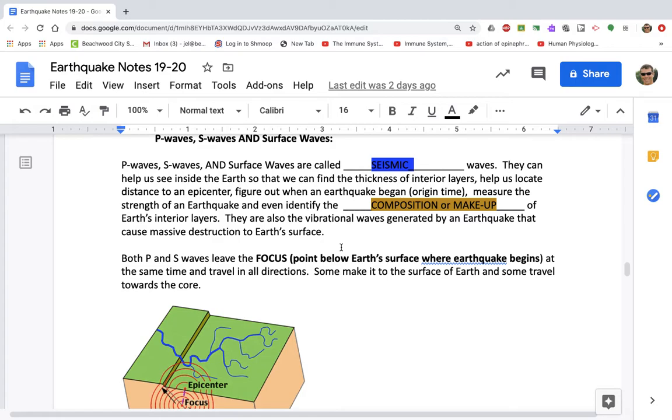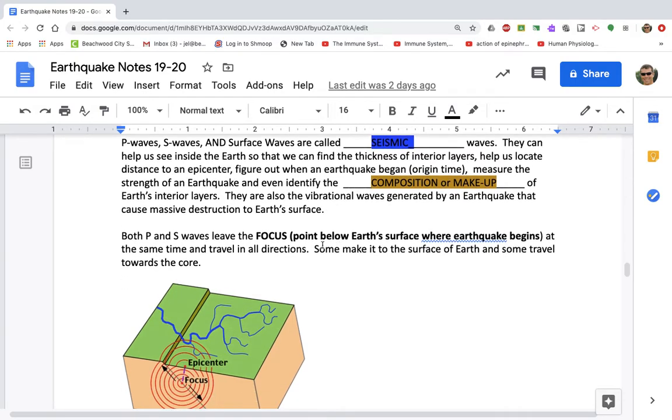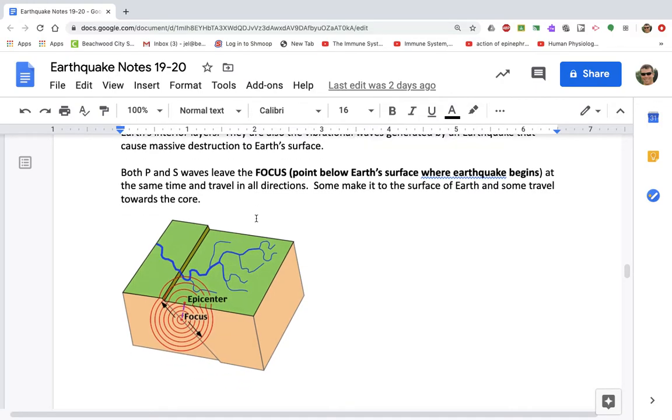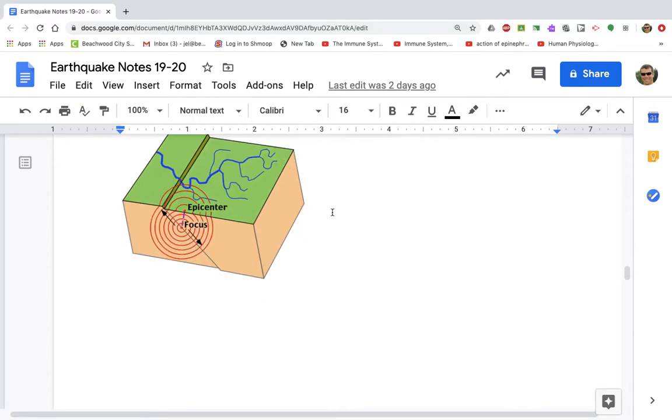They're also the vibrational waves generated by an earthquake that cause massive destruction. Both P and S waves, all right, are going to leave the focus and travel towards the surface, not the surface waves. Surface waves are a combination of P and S waves when they get to the surface. So both P and S waves leave the focus at the same time and travel in all directions. Some make it to the surface and some travel towards the core, of course.